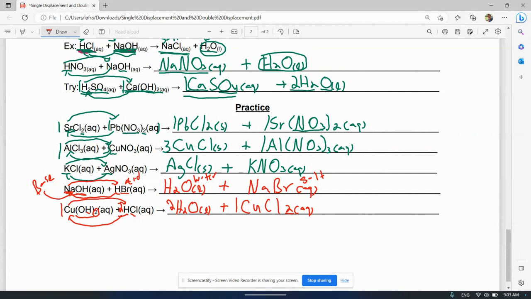And now we have our balanced neutralization equation between copper hydroxide, which is our base, copper 2 hydroxide, I should say, and hydrochloric acid, HCl, which is our acid, to make water, and then our copper 2 chloride, which is acting as our salt over here.